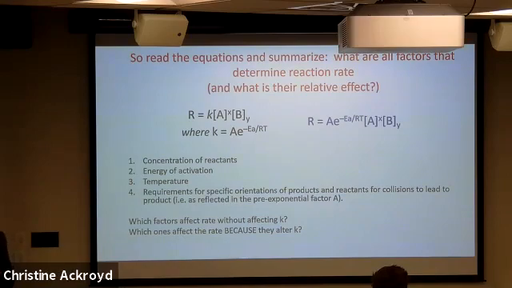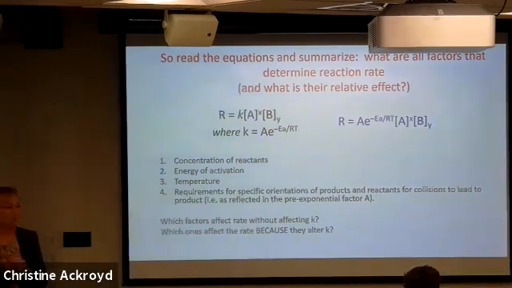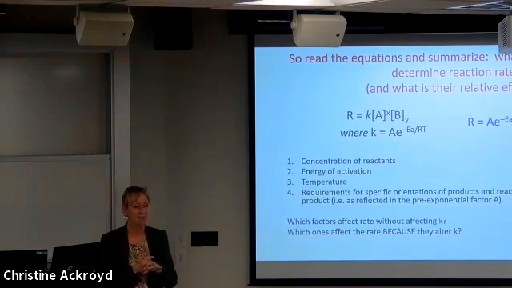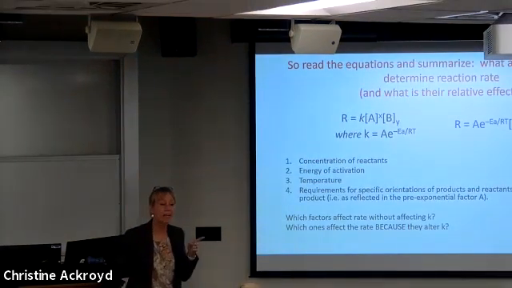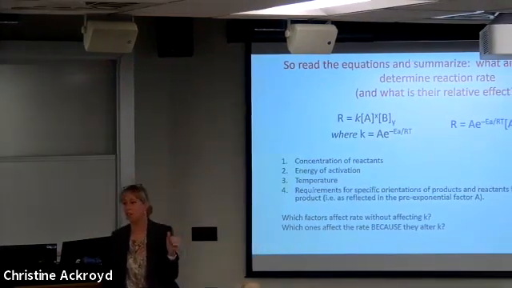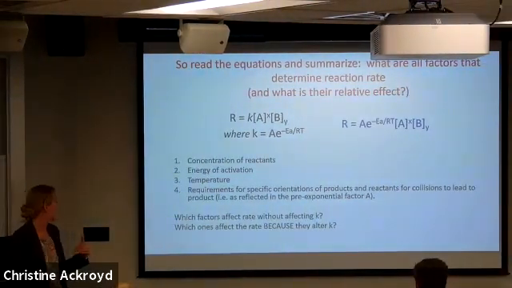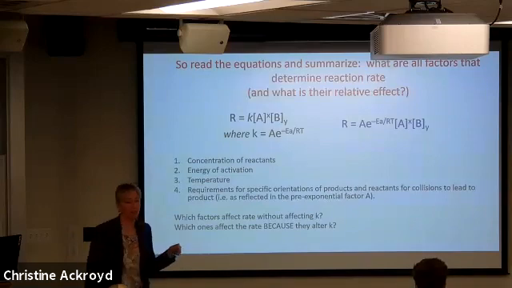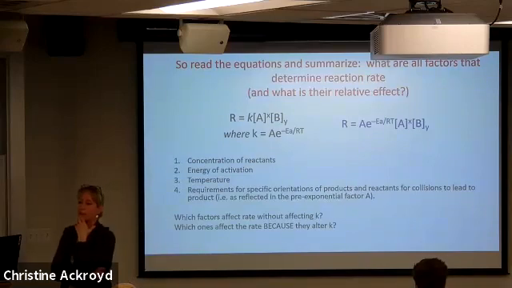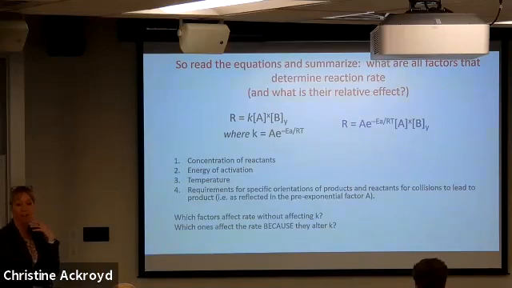So the only one that doesn't affect the rate constant, but affects the rate, is the concentrations. Yes, so the only way we can influence rate without changing the rate constant is to change the concentration. Which ones affect rate because they alter the rate constant? All the rest of them: temperature, activation energy, and the requirement for specific orientation.